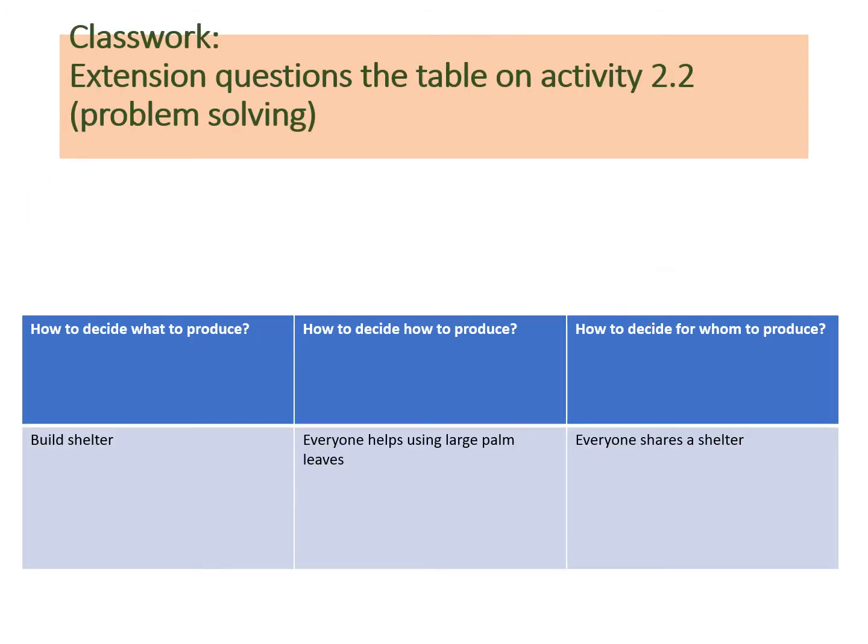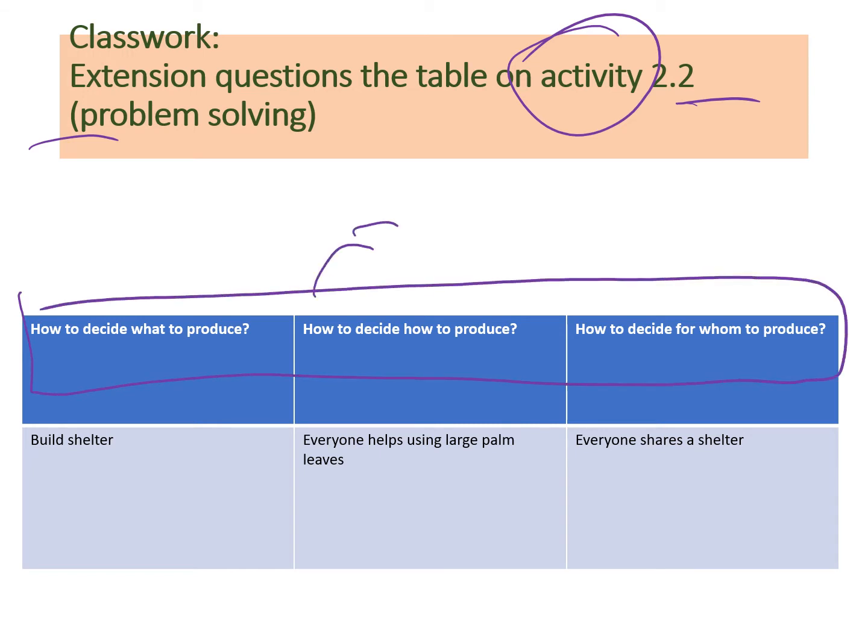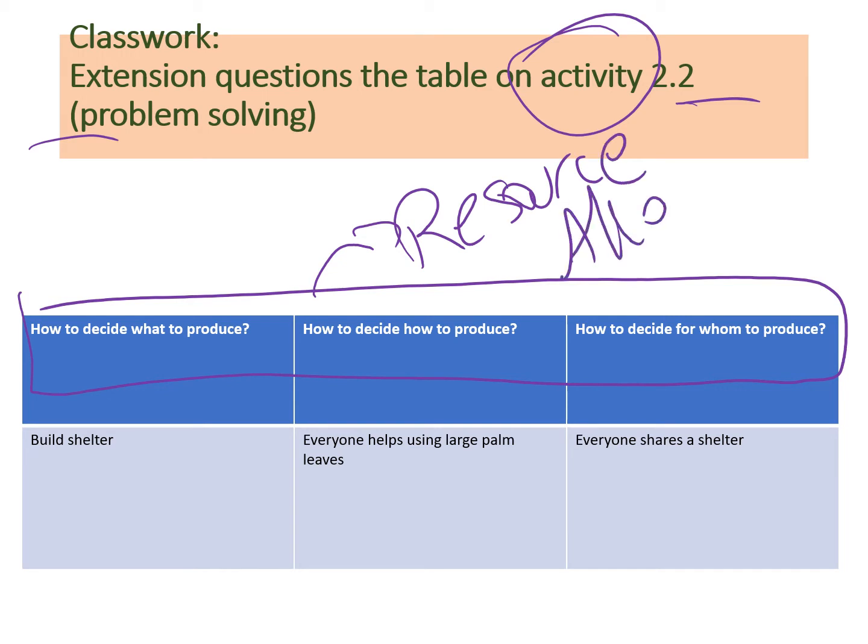Now, also, if you want, you can pause the video and solve page 39. You have activity 2.2. But before you start solving, and automatically when I see these three questions, I would consider this resource allocation.